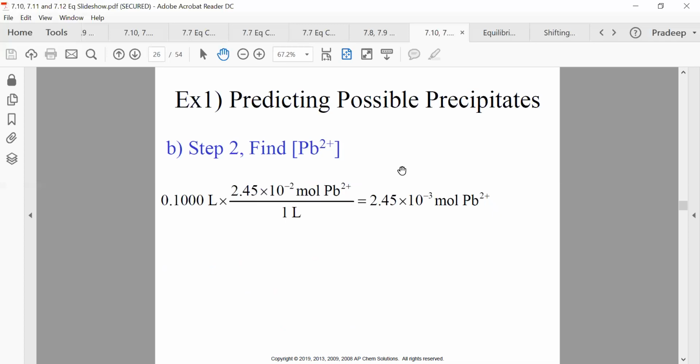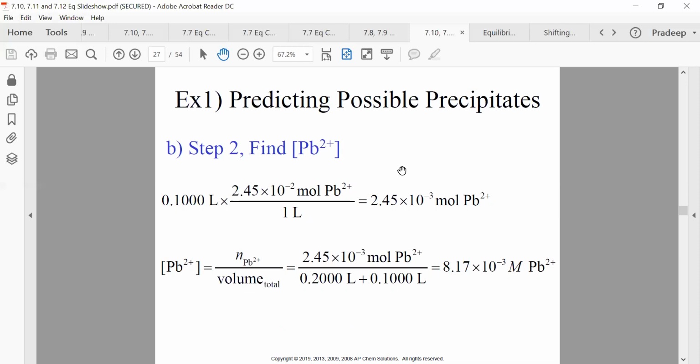Step 2, similarly, you'll find the concentration of lead ions. So same idea, but instead of chloride, you will put down the lead ions there, okay? And you will find the concentration of lead ions.